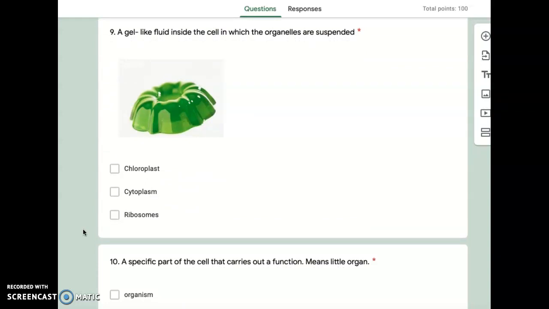Number 9. A gel-like fluid inside the cell in which the organelles are suspended. Chloroplast, cytoplasm, or ribosomes?